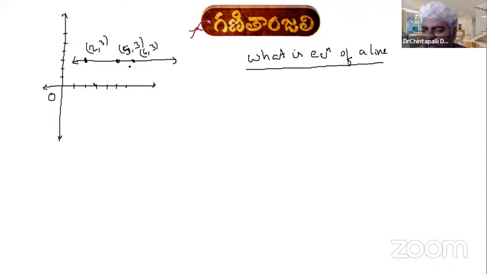How can we identify this line? A line whose y coordinates are 3. This line is identified by its property. What's the property of this line? That all y coordinates are 3. And so equation of this line is y is equal to 3. Simple. We should learn.